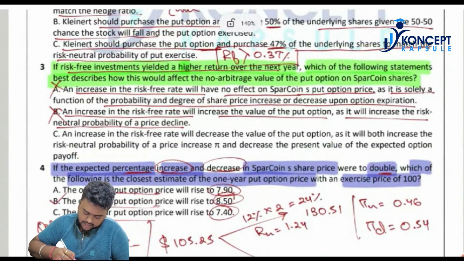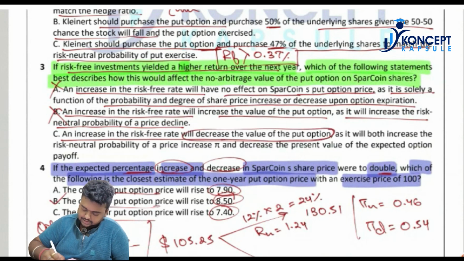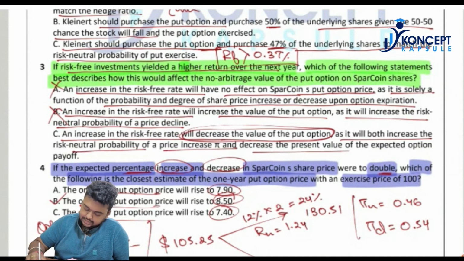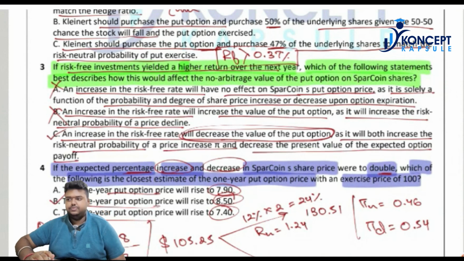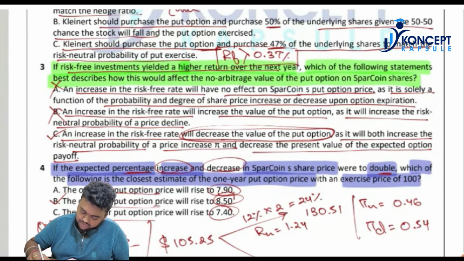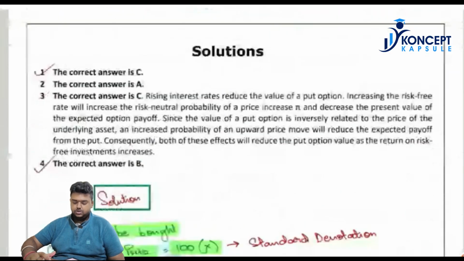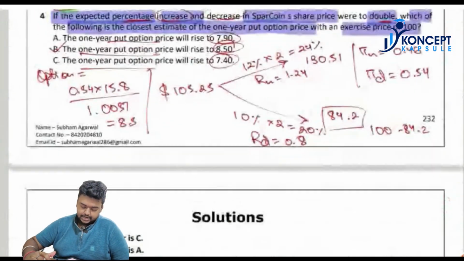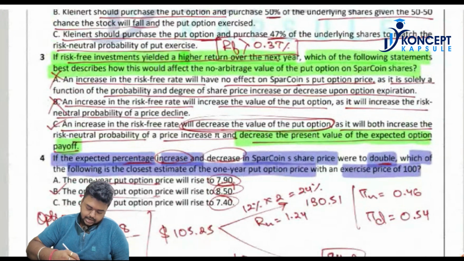What is C? An increase in the risk-free rate will decrease the value of put option, as it will both increase the risk-neutral probability of price increase and decrease the present value of expected payoff. Yes. So the present value of expected payoff will go down. So for question number 3, the correct option is C.